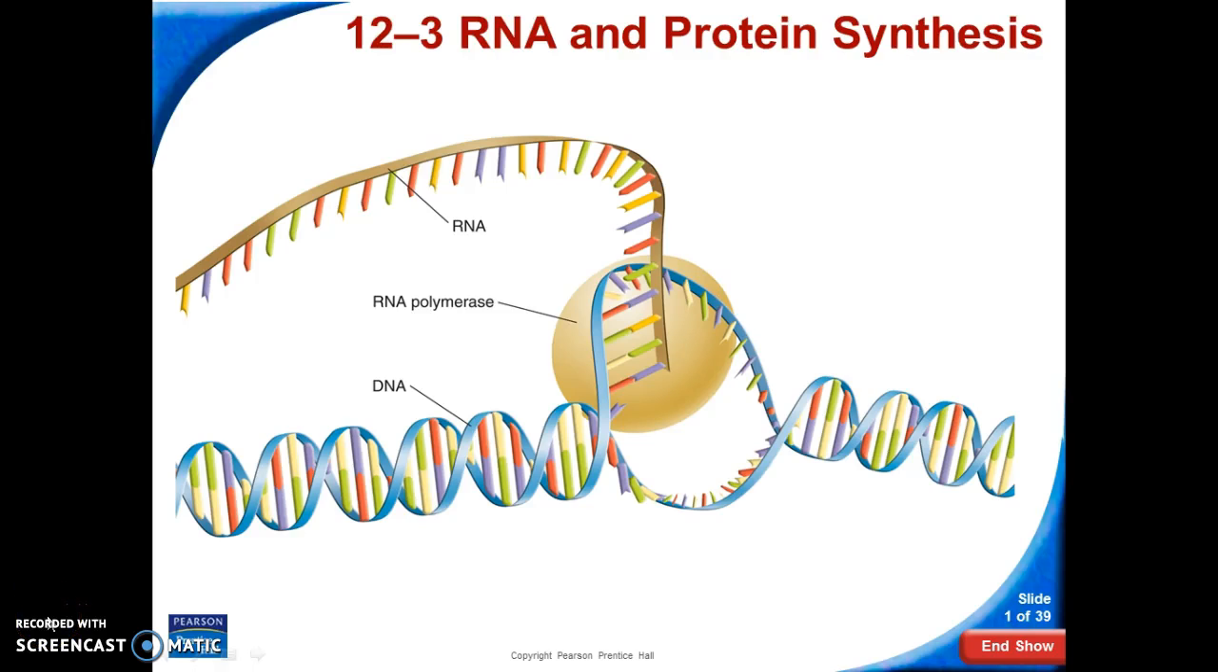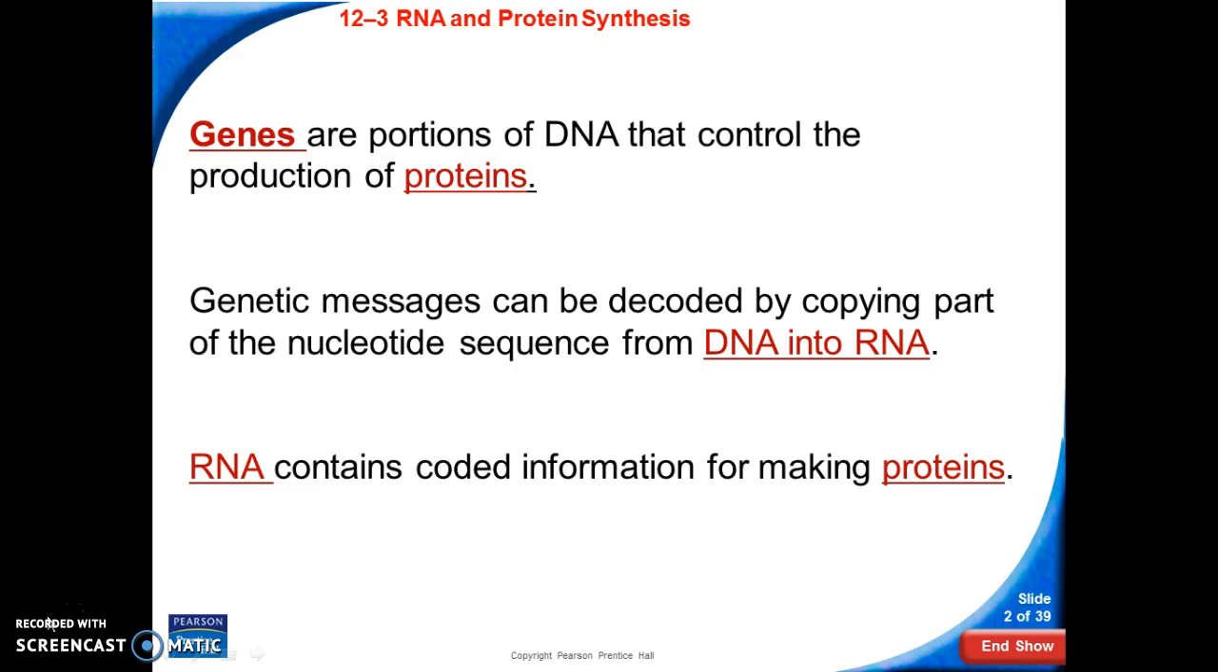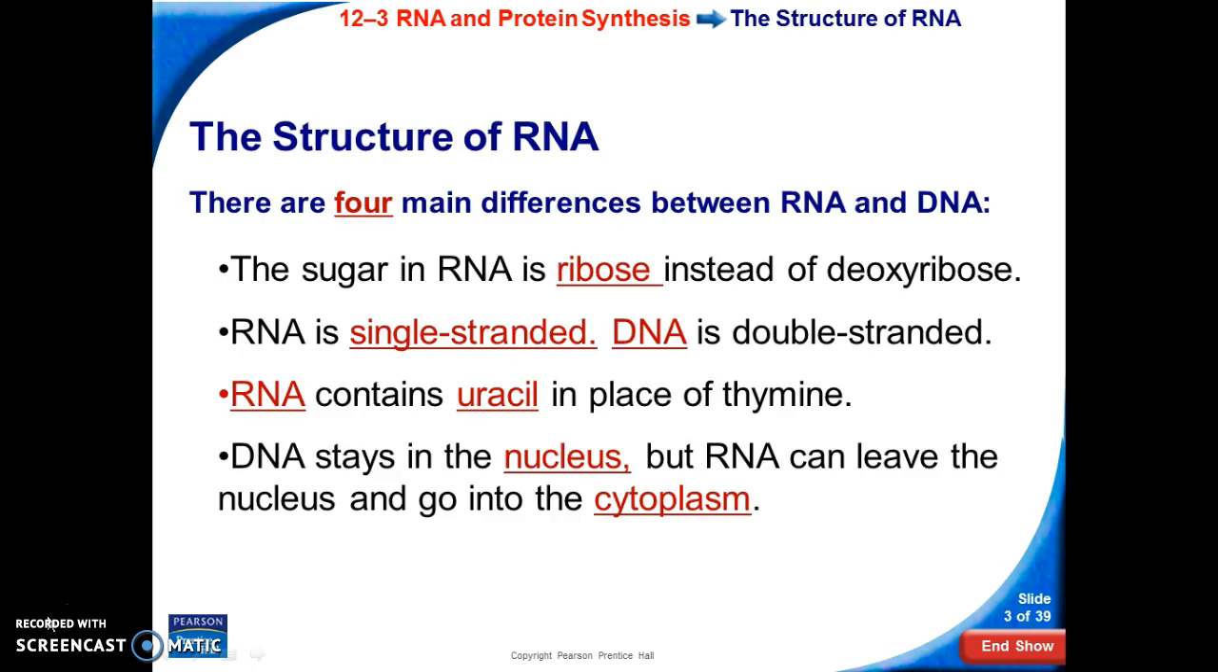Today we are going to talk about RNA and protein synthesis. Genes are portions of DNA that control the production of proteins. Genetic messages can be decoded by copying part of the nucleotide sequence from DNA into RNA, and RNA contains coded information for making proteins. There are four main differences between RNA and DNA.